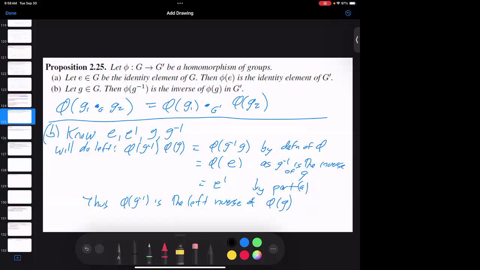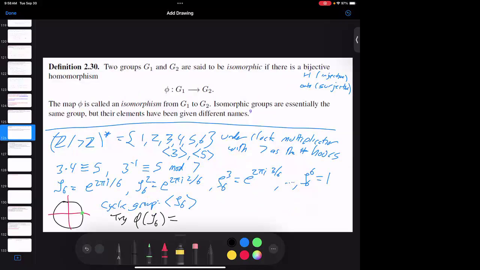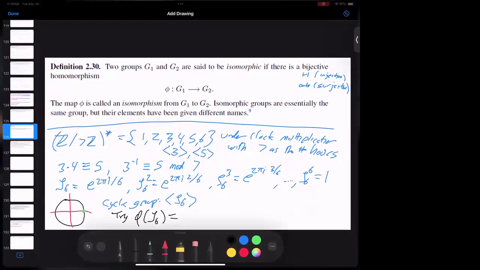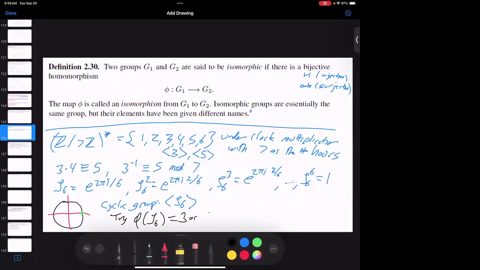So I could send everything to 1, but there's no way that's going to be an isomorphism. There's no way it's going to be surjective. I'm not going to get everything. What would be a good candidate to try to send zeta of 6 to? 3. And what would be another good candidate? So we could try 3 or 5.